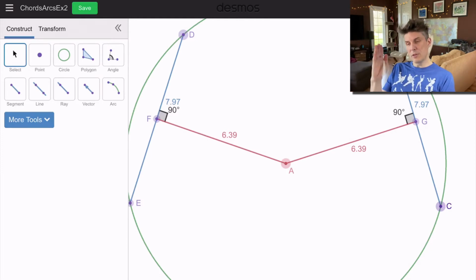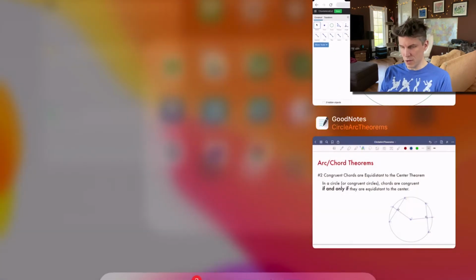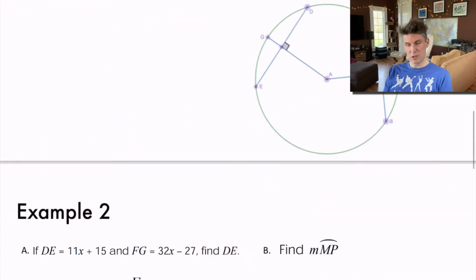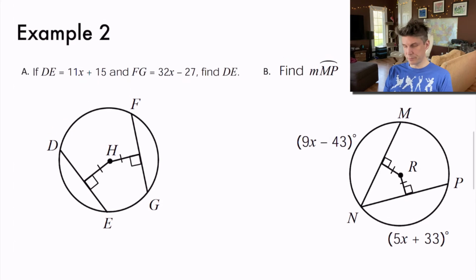So again, if you have two chords in a circle that are the same length, they must be the same distance to the center. In a way, it just sort of makes sense. You'd almost call that a postulate. I mean, you could prove it using congruent triangles easily, but that's just the deal. So let's look at an example here.